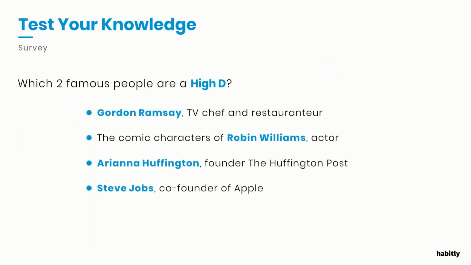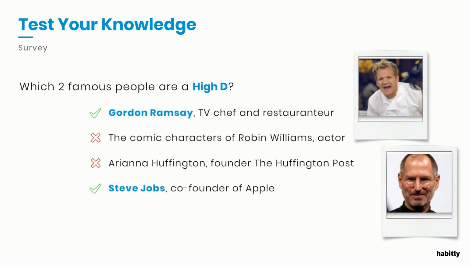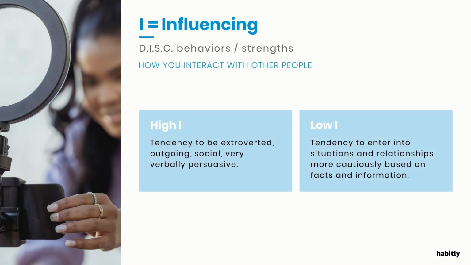Let me test you. What do you think? Who are the people who are high Ds here? I've got famous people. You got Gordon Ramsay, the TV chef. You got Robin Williams, who is an awesome actor. Arianna Huffington of the Huffington Post. And you got Steve Jobs, one of the best, greatest entrepreneurs the world has ever known. Who do you think, which two are a high D? Give you a few more seconds. Are we ready? Bingo. Gordon Ramsay, Steve Jobs. They were drivers. Well, Gordon Ramsay still is. Big time drivers, push.